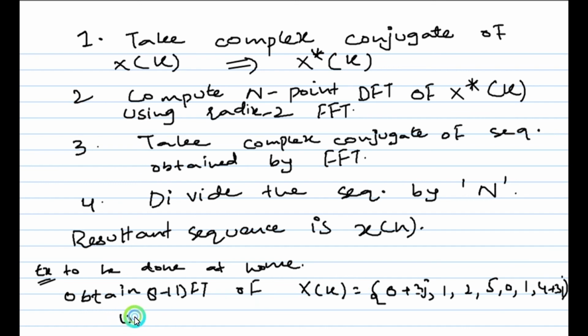using FFT. You will be using decimation in frequency. So you have to obtain the 8-point IDFT of x of k, which is equivalent to 0 plus 3j, 1, 2, 5, 0, 1, 4 plus 3j, using the FFT algorithm, decimation in frequency. Fine. So you will do this at your home, jot down the answers on a piece of paper, take a photograph of that, and then WhatsApp me the answers, not on your group but directly to me. Fine. Okay, so I'll stop here. This is your lecture 4.